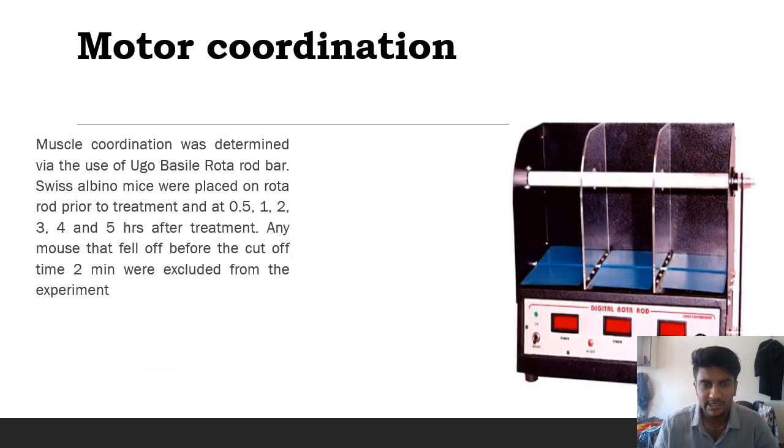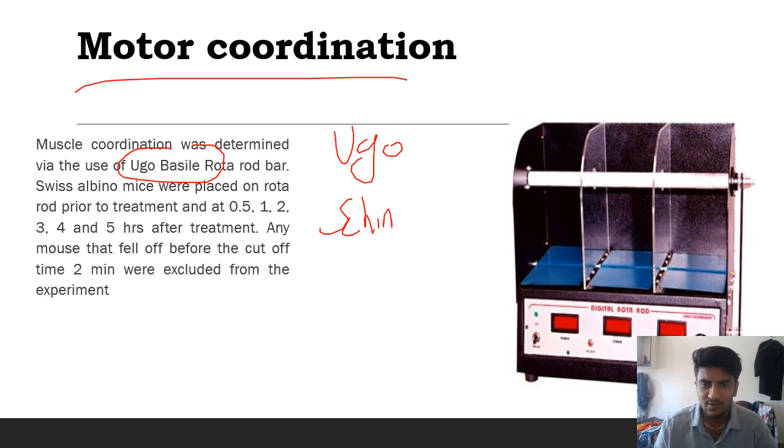Then we have the motor coordination test. We have a lot of different companies, like Shimadzu's HPLC for estimation of a lot of different metabolites and all. Hugo Basile has a lot of equipment, and there are Sigma Aldrich chemicals and all.